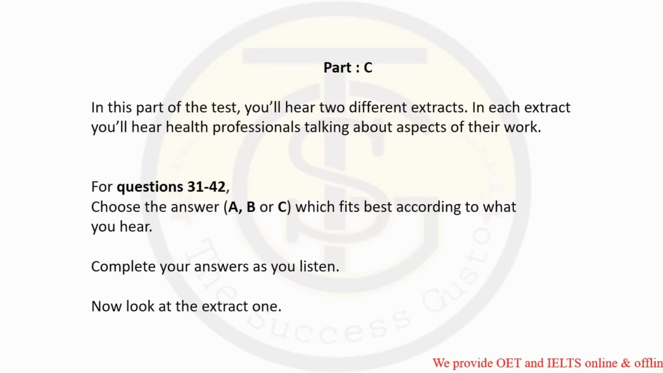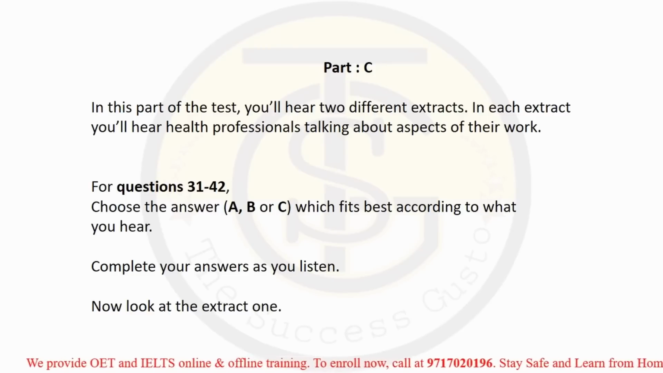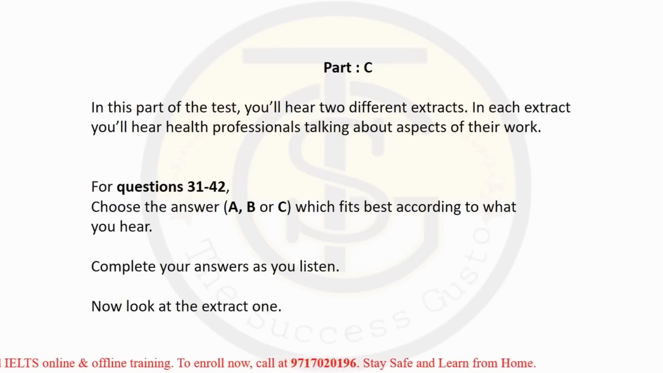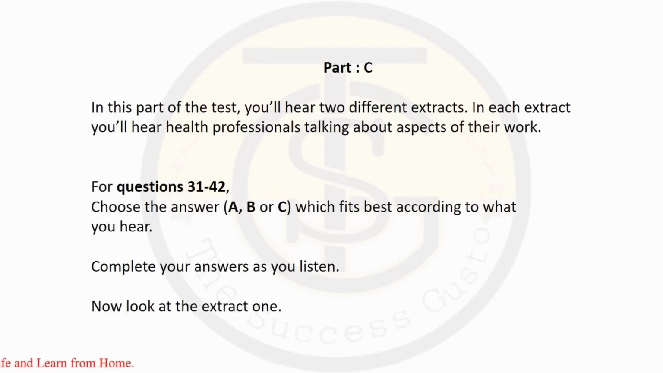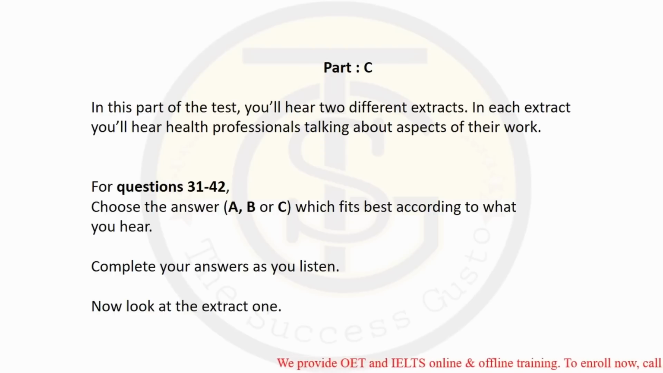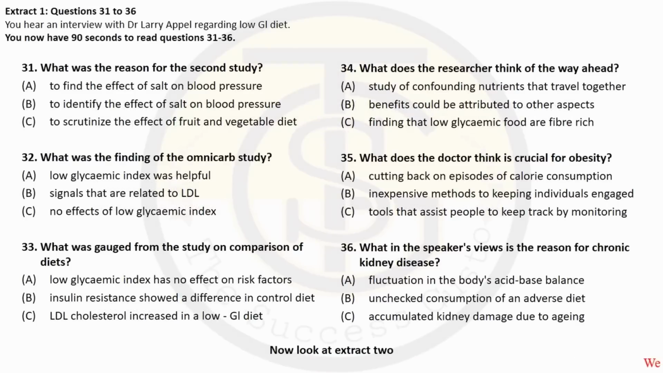Part C. In this part of the test, you'll hear 2 different extracts. In each extract, you'll hear health professionals talking about aspects of their work. For questions 31 to 42, choose the answer A, B, or C, which fits best according to what you hear. Complete your answers as you listen. Now look at Extract 1.